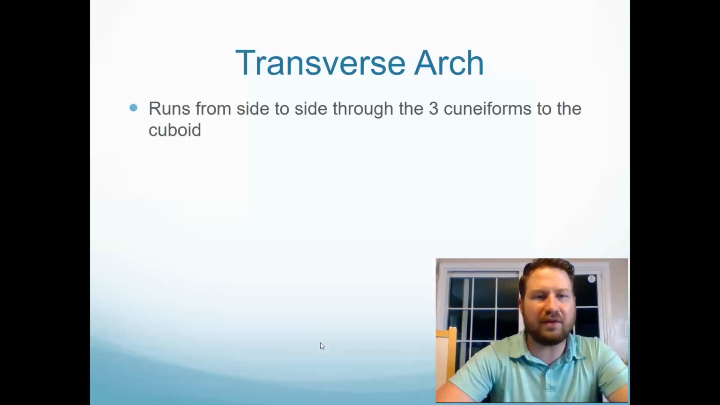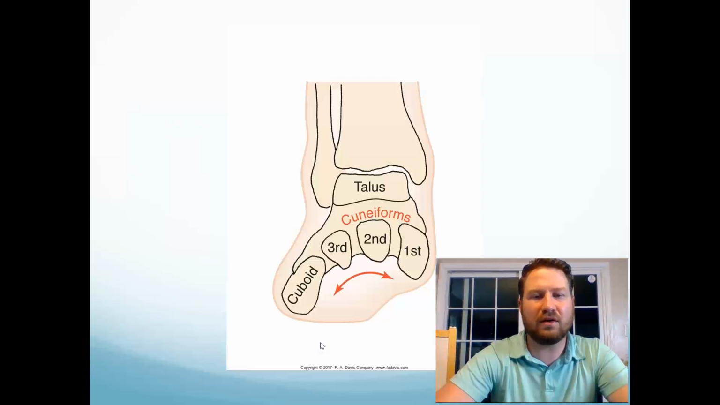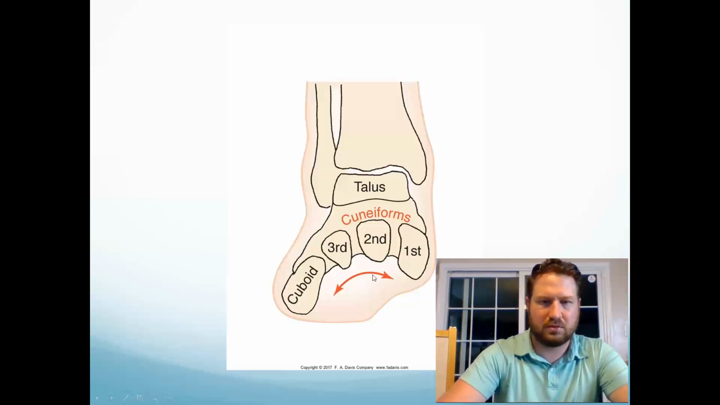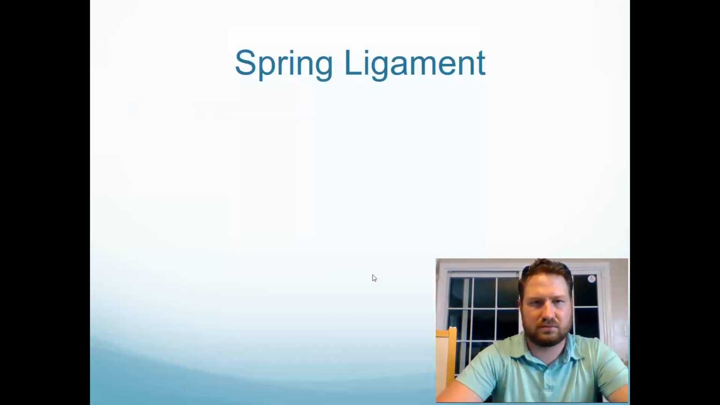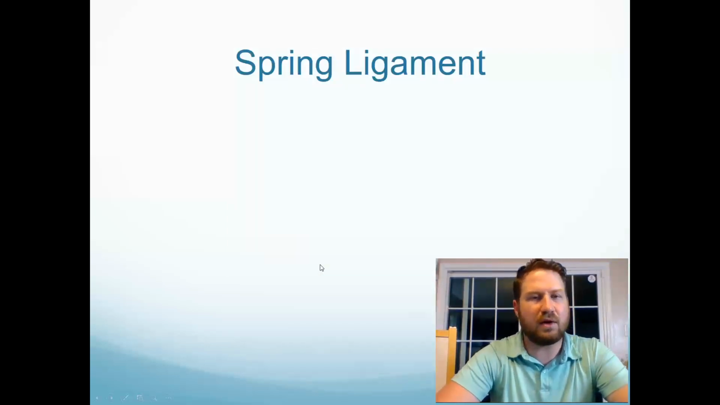Okay? And then we also have a transverse arch, which runs from side to side through the 3 cuneiforms to the cuboid. Okay? The second cuneiform is the keystone of that arch. You can look at the different shapes and how that keeps it going in. So we have an anterior posterior arch, and then we have a lateral arch in there as well.